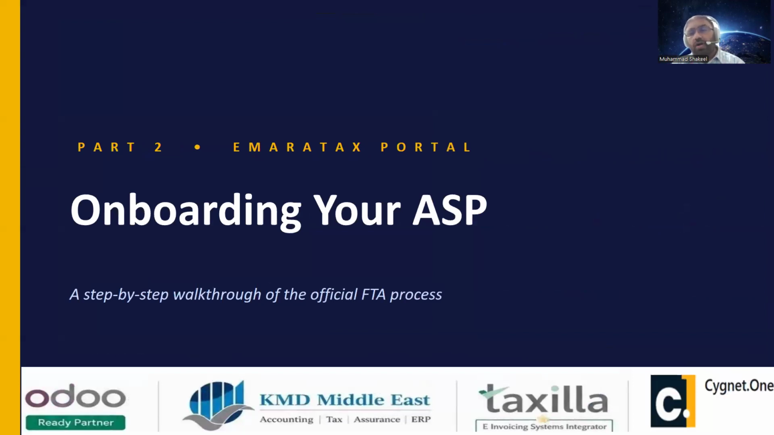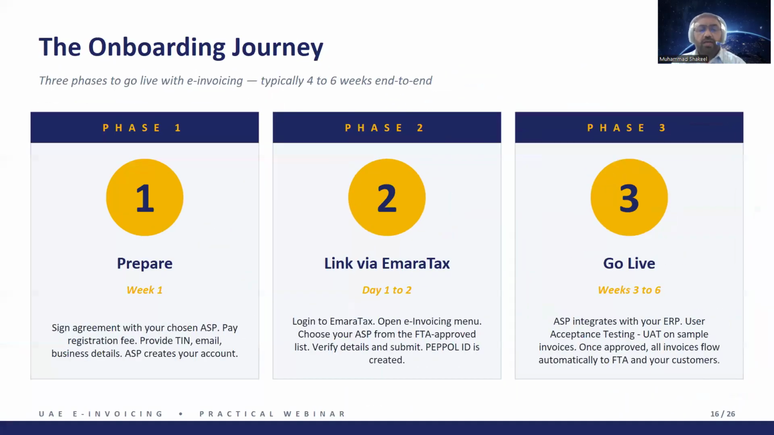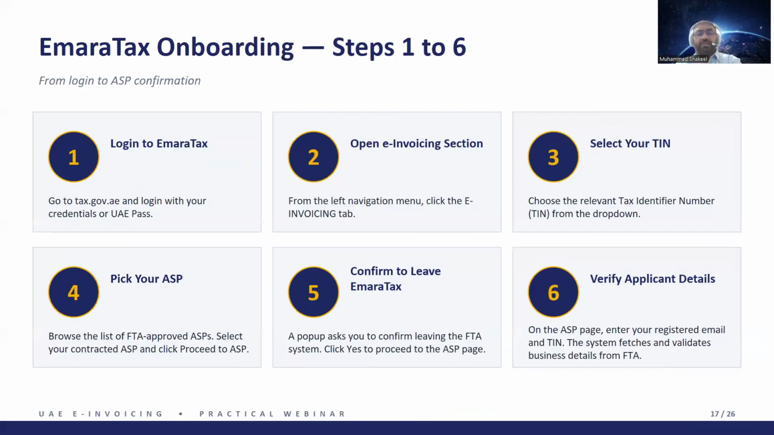Then, after selecting the ASP either directly or through an integrator, how do you onboard on the Emara portal? First of all, in the first week you have to prepare yourself. You have to gather some information, sign the agreement with your ASP, pay registration fees, provide TIN, email address, everything you will finalize with your ASP. Then you go live on the Emara portal. There are 12 steps for how you will be onboarded on the Emara portal.